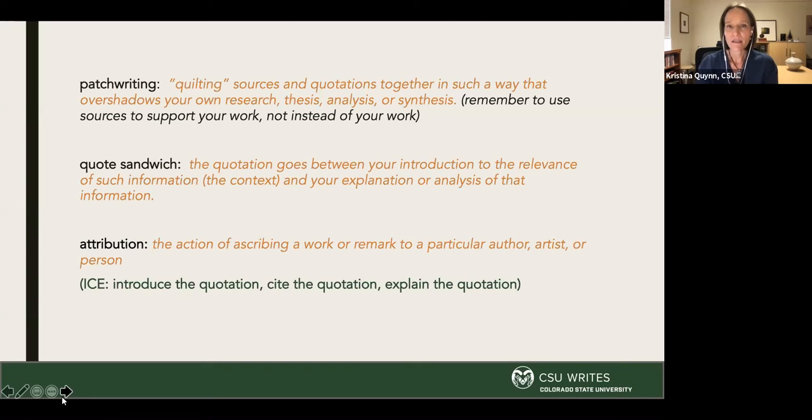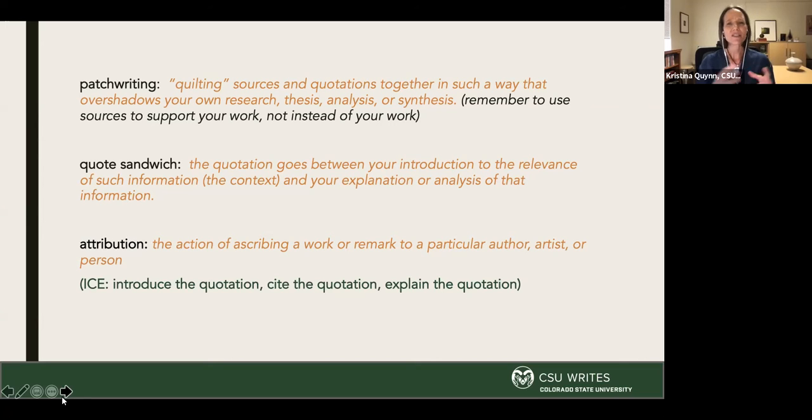Patch writing, quote sandwich, and attribution. So let's talk about these. Patch writing is where you quilt together sources or quotations in a way that overshadows your own research, your own thesis, your own writing. It's really easy for us to do if we're uncertain or new to a topic.